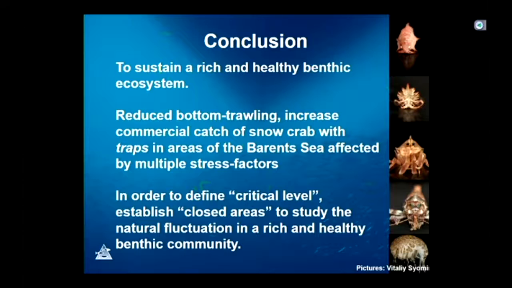But in order to find a critical level at which you have to take action to prevent more trawling and so on, you have to establish closed areas, and you have to do science in order to find out what temperature is doing, the natural fluctuation within this community, to be able to split between what is done by trawling, what is done by predation from the snow crab, and what is done by temperature. So you critically have to evaluate the large-scale results that you get.